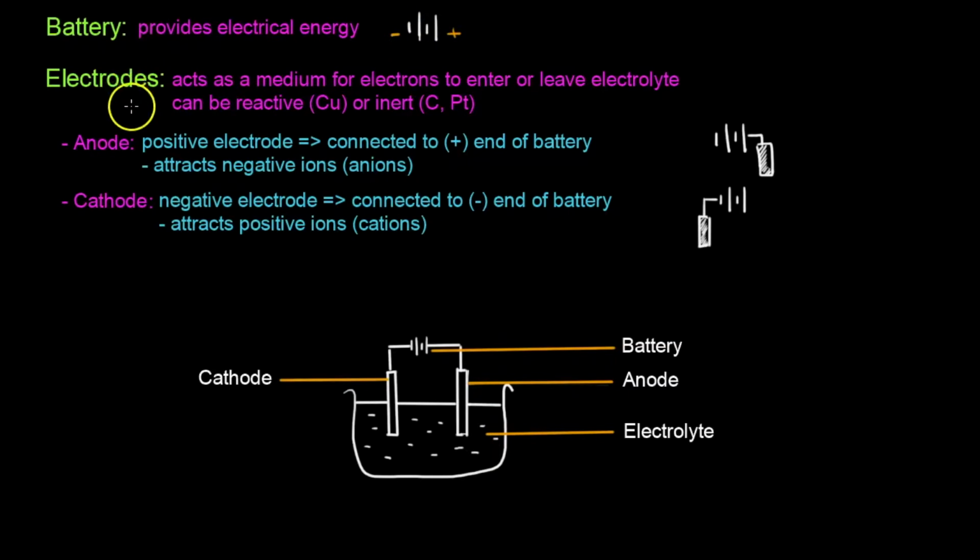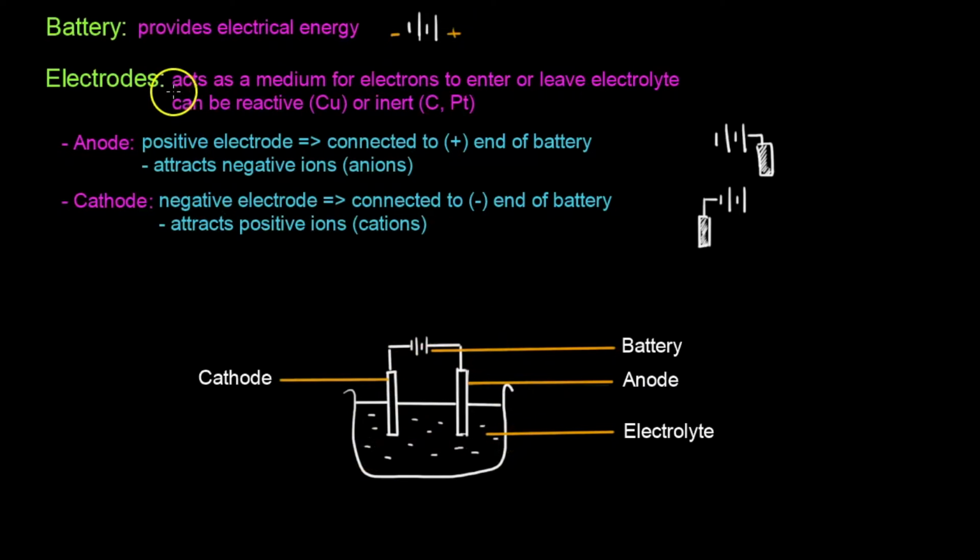Next one is electrodes, which act as the medium for electrons to enter or to leave the electrolyte. The electrodes themselves can be reactive in the case of copper, or they can be inert in the case of carbon or platinum. So electrodes are the cathodes and the anodes. They allow electrons to go into the electrolyte and to come out from the electrolyte. Basically that's their job. It's like a gateway between the wires and the electrolyte.